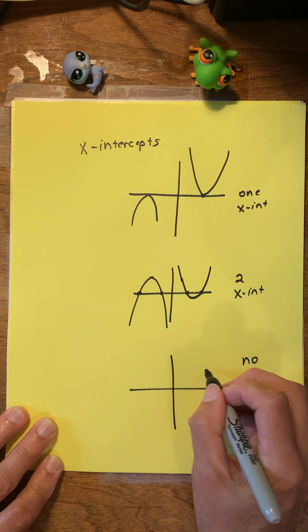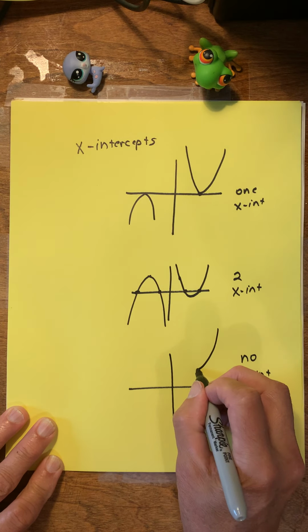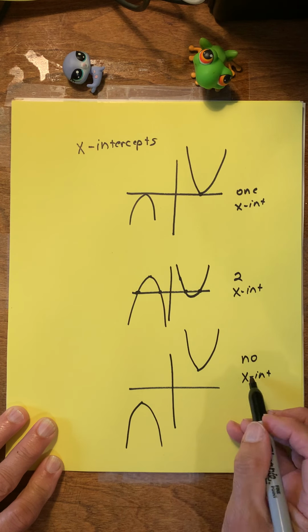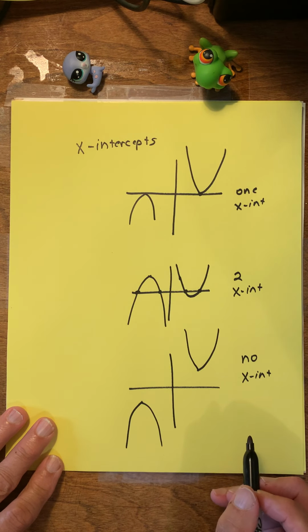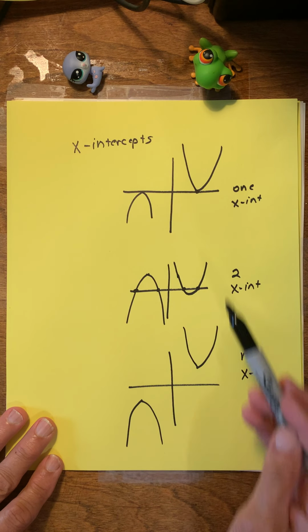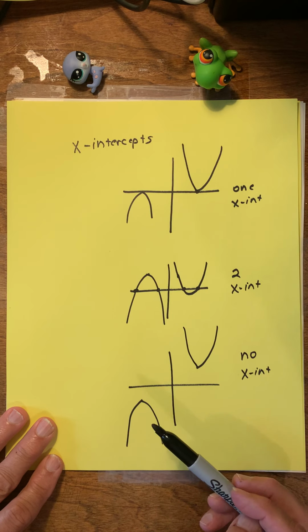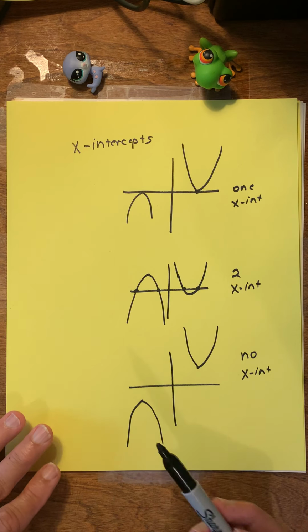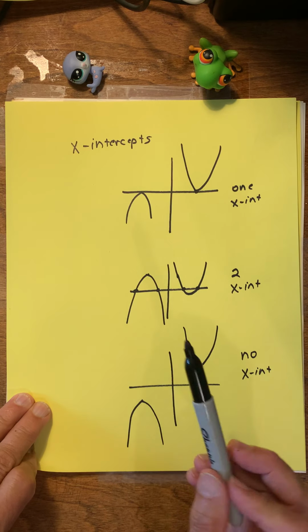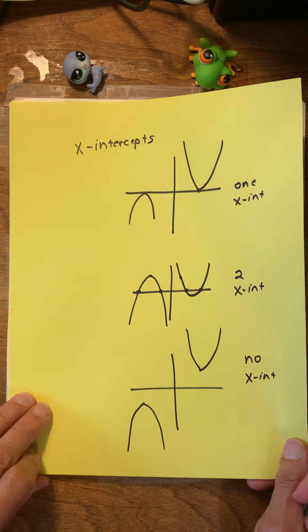Like this. These parabolas have no x-intercepts. So when it asks you for x-intercepts, it will say, okay, how many do you have? One, two, or none. And we'll show how to find those x-intercepts in just a second when we work some problems. All right, let's work some problems.